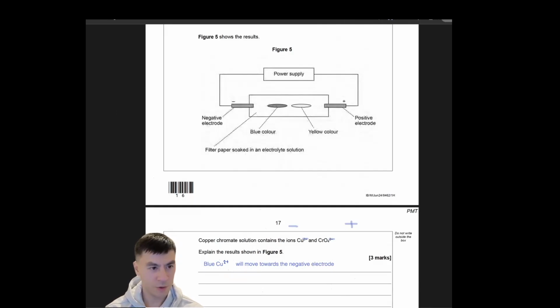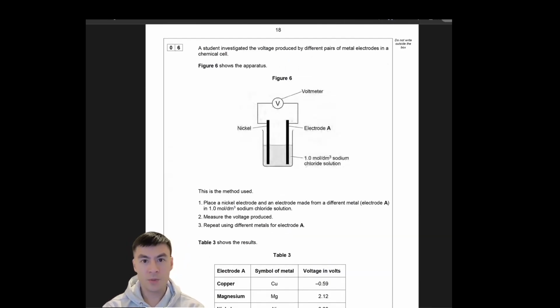咁呢個 CrO4 chromate yellow, yes, yellow chromate ion will move towards the positive electrode. Okay, students investigate the voltage produced by different pairs of metal electrodes in a chemical cell.